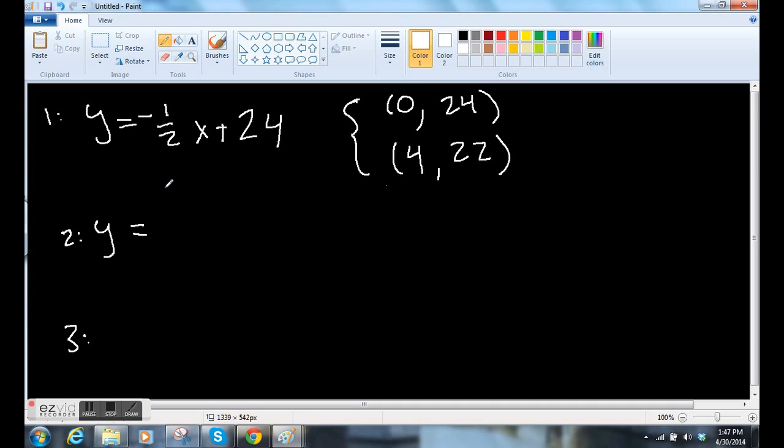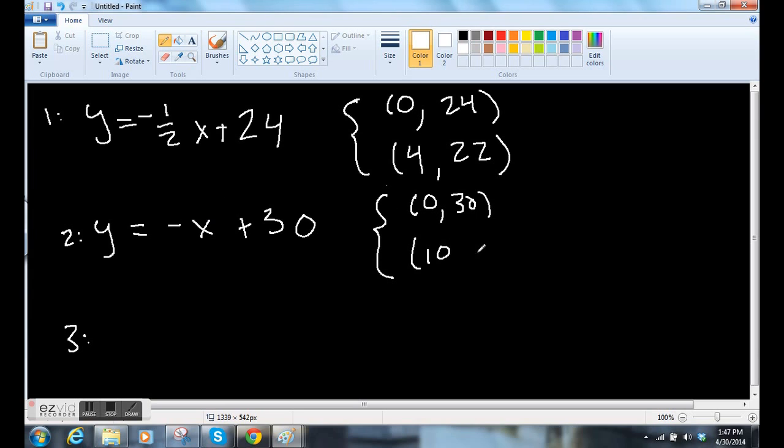The next one is y equals negative x plus 30. That's the second equation. So we're going to get 2 points for this one. And again, I like x equals 0 because that's easy to figure out. Let x equal 0 there. Heck, I'm going to let x equal 10.